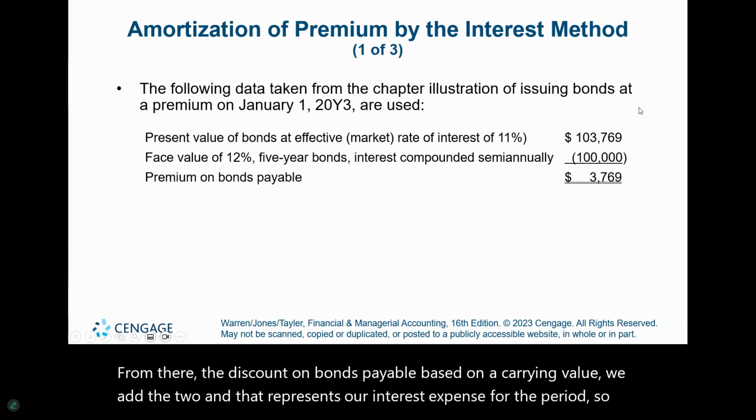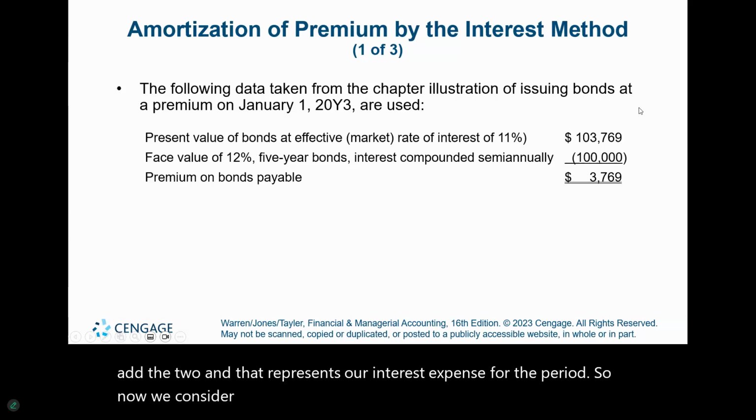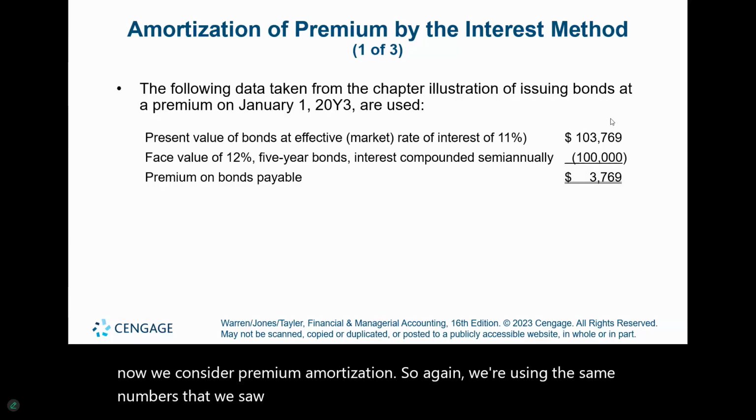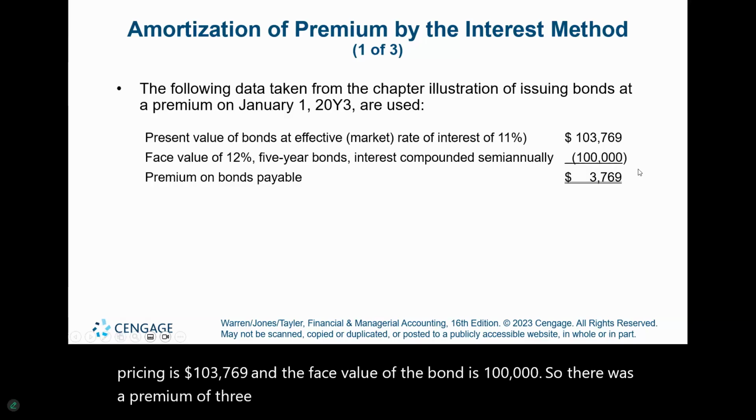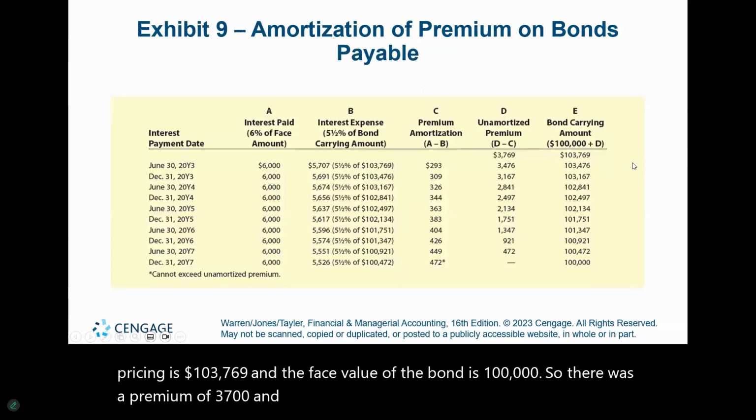So now we consider premium amortization. Again, we're using the same numbers that we saw previously. The present value of the bonds, the pricing, is $103,769, and the face value of the bond is $100,000. So there was a premium of $3,769. So, similar chart, right?